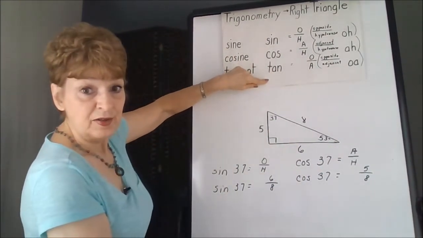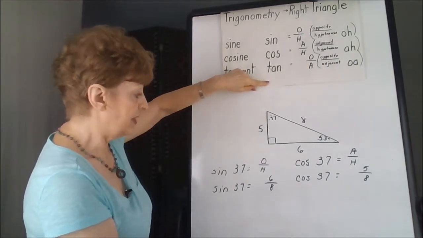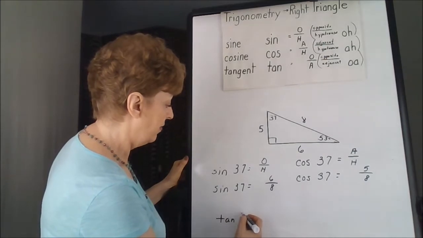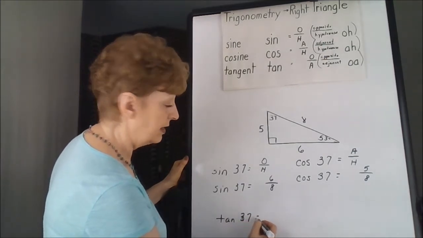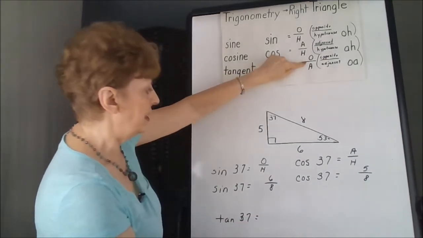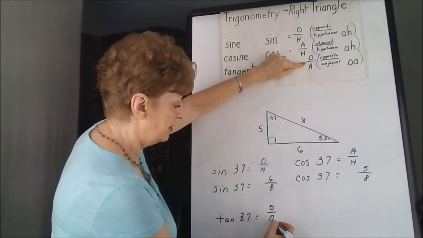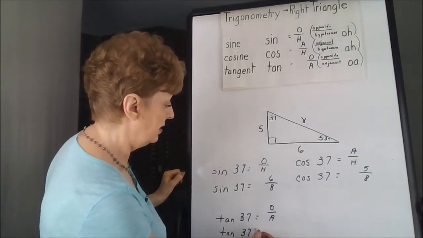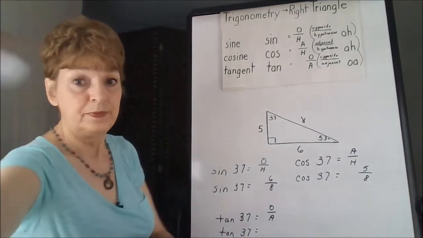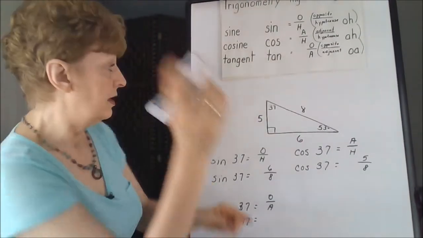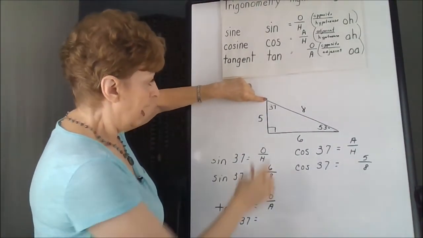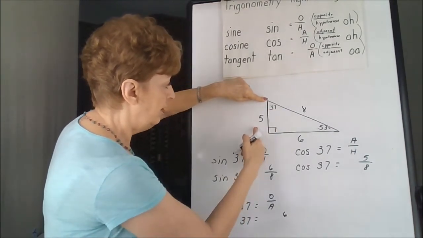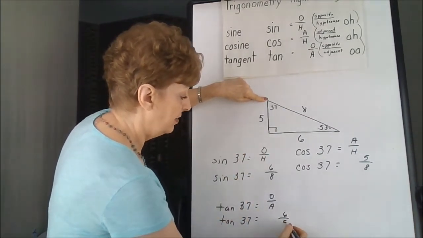And if I figure this from the vantage point of the tangent of 37, the tangent is opposite over adjacent. So the tangent of 37 is equal to opposite 6 over adjacent 5.